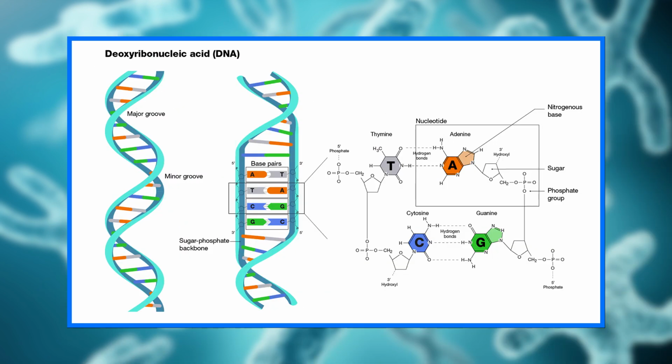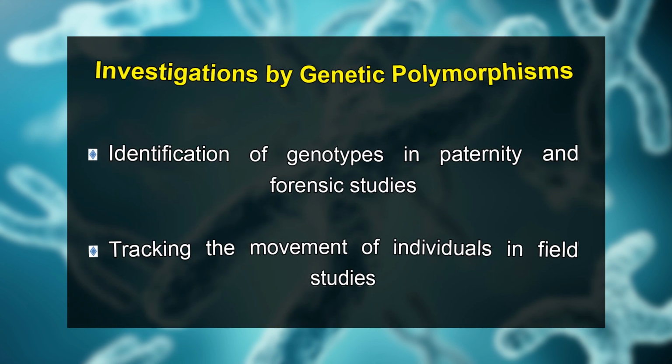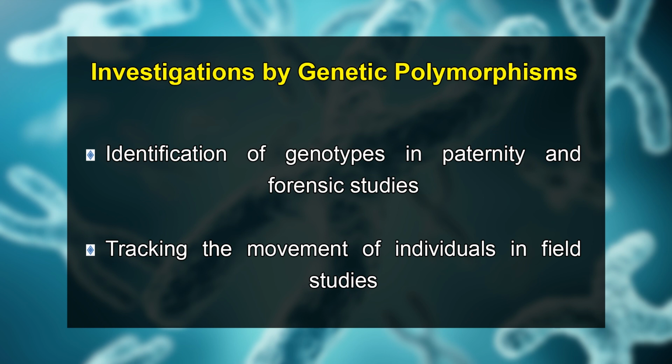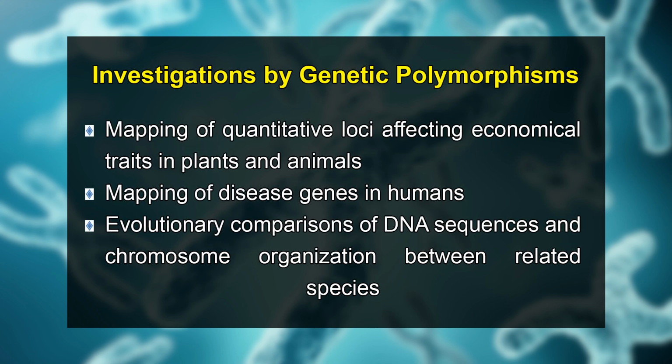Genetic polymorphisms through multiple alleles at individual loci provide a mechanism to tag a gene or a piece of DNA, providing a powerful tool for a variety of investigations. These investigations cover a wide berth of objectives, including identification of genotypes in paternity and forensic studies, tracking the movement of individuals in field studies, mapping of quantitative loci affecting economic traits in plants and animals, or mapping of disease genes in humans, and evolutionary comparisons of DNA sequences and chromosome organization between related species.